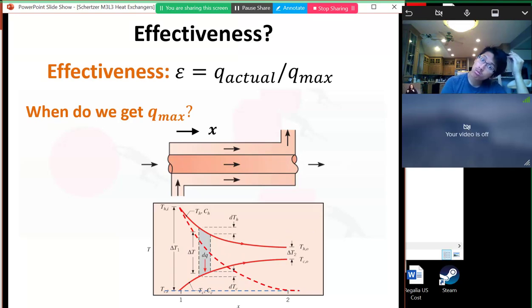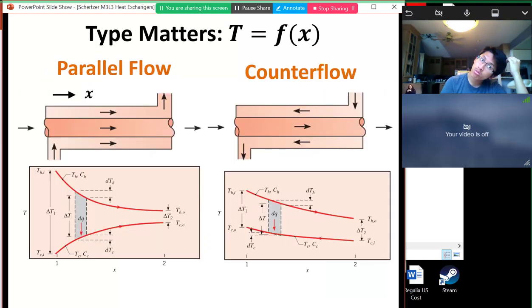So that's the biggest amount of heat that we could get, is if one side of our heat exchanger changes its temperature so much that it goes all the way to the inlet of the other side. So that's our maximum heat exchange.